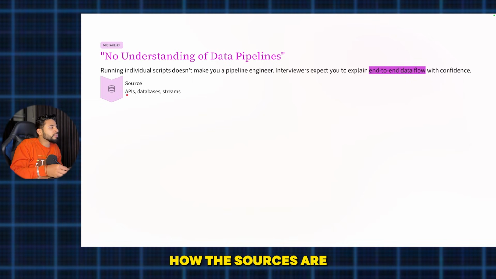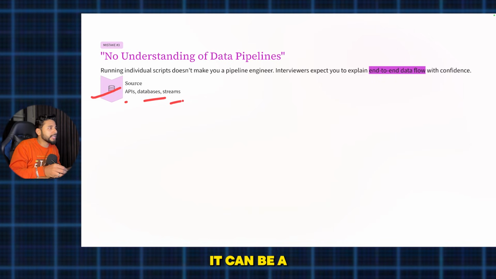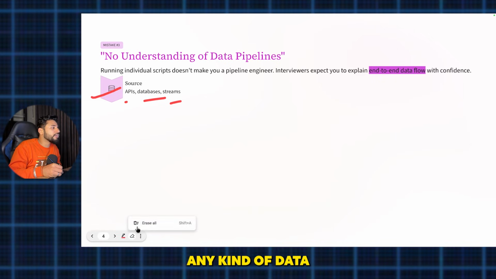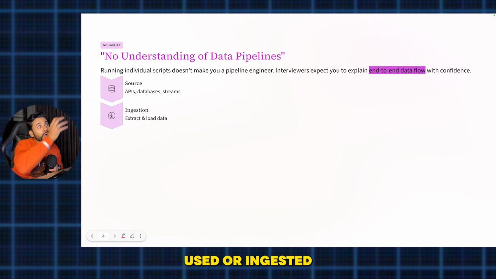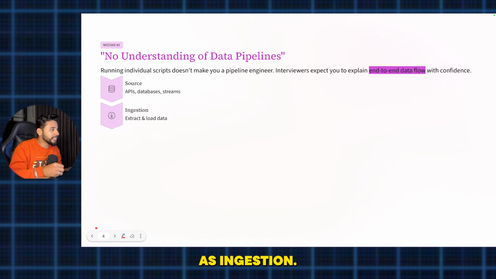So the sources can be different: it can be an API, it can be a database, it can be streaming data. Any kind of data can come in. Other than that, ingestion: when the data is coming in, how exactly you build that system so that data can be ingested, extracted or loaded to a system. That is called ingestion.